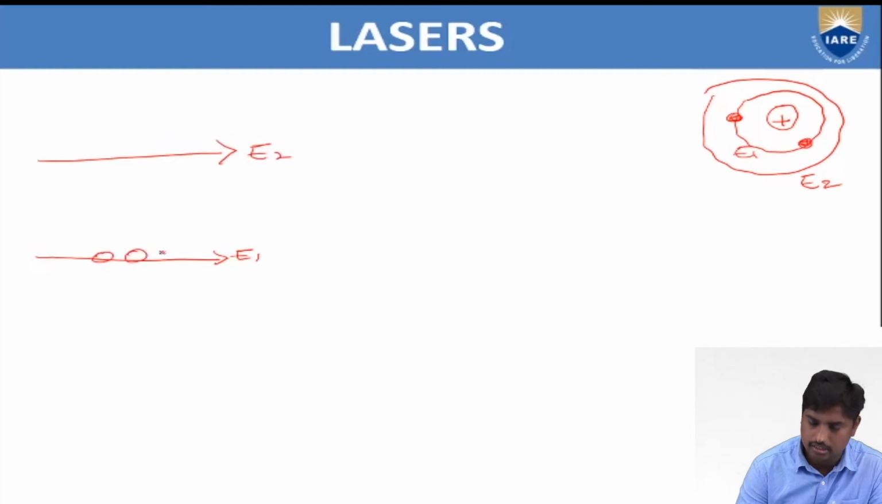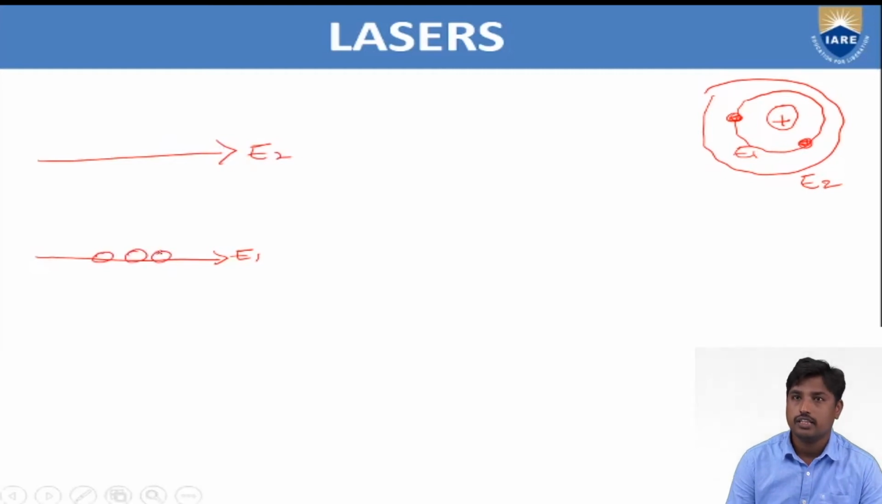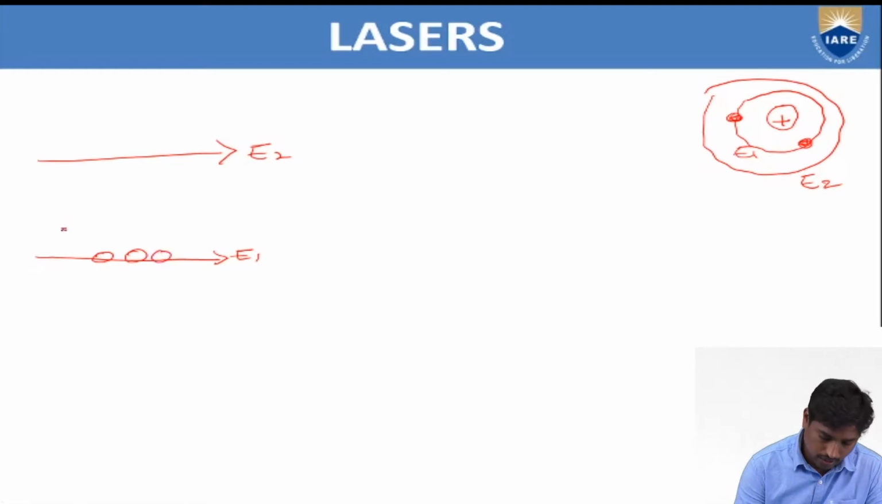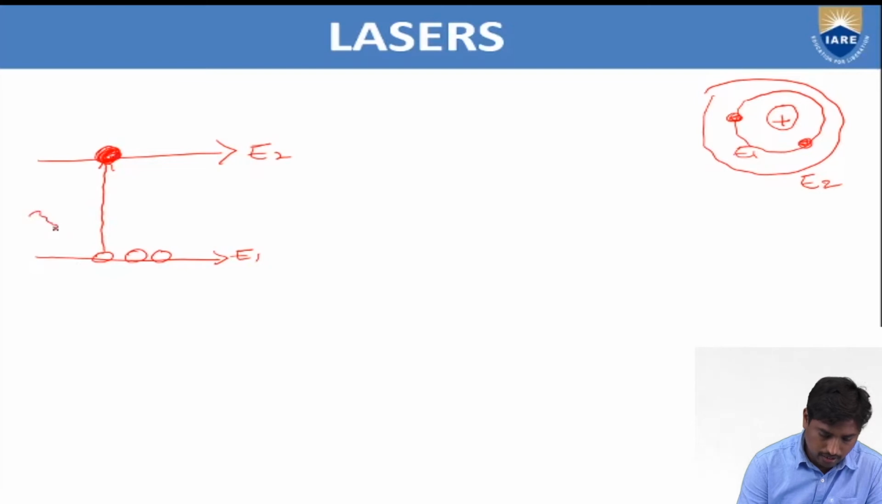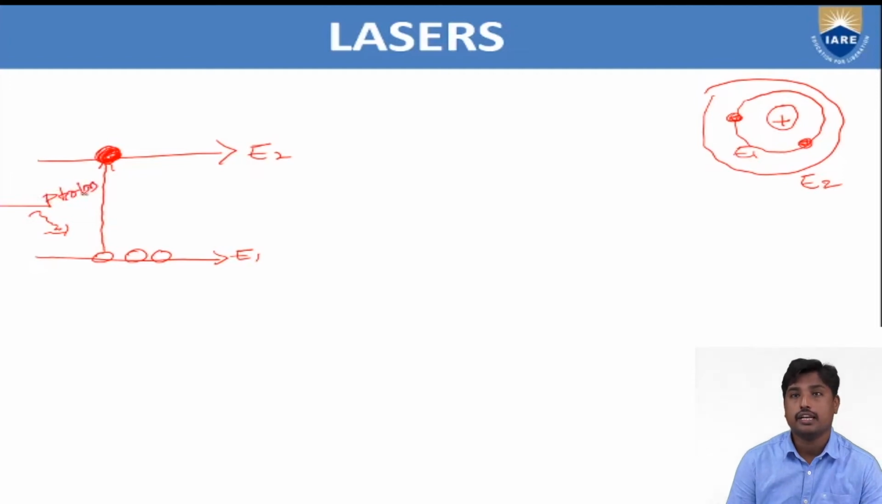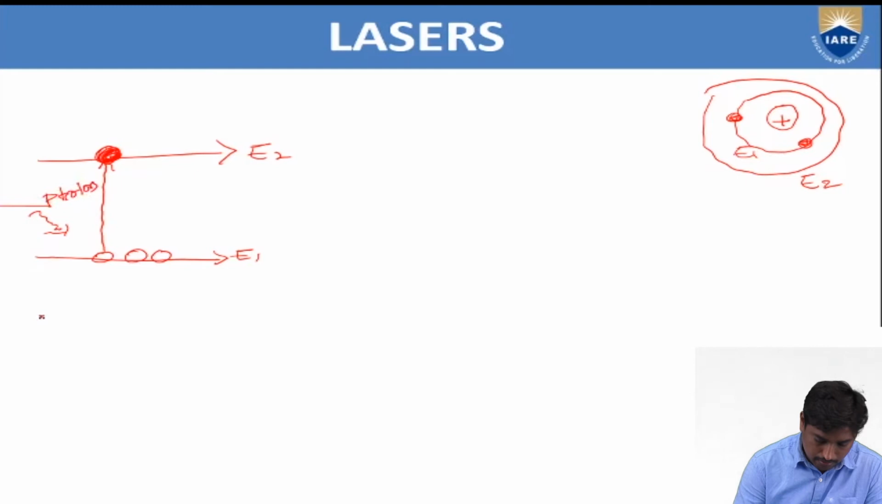Electrons in the lower energy state. When these electrons interact with matter, photon energy is absorbed by the atom. When the electron absorbs the photon energy, the electron is excited to the higher energy state. So before absorption, electrons are in the ground state, and by absorbing the photon energy, by interacting with the photon, the electron is excited to the higher energy state. This is called stimulated absorption.